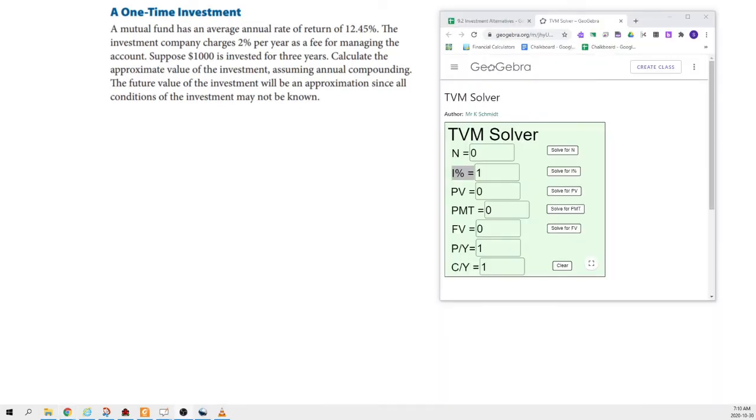A third way of doing this is using the TVM solver. So using 12.45% and subtracting the 2% fee, we get 10.45%. We're going to deposit $1,000. We're going to take $1,000 out of our wallet, therefore it's negative. And we want to know the value after 3 years, compounded annually. And we get the same amount.